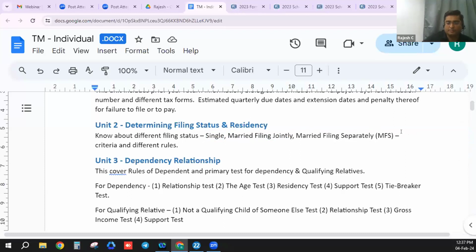And there are other things as well, like head of household. The person is unmarried and has dependents, two or three dependents. In that case, the filing status will turn into head of household. And next is qualified surviving spouse, which means the husband died and after that the spouse has to file the returns. Qualified surviving spouse is a different filing status apart from these. In detail, we will learn about the different criteria and rules for determining the filing status.